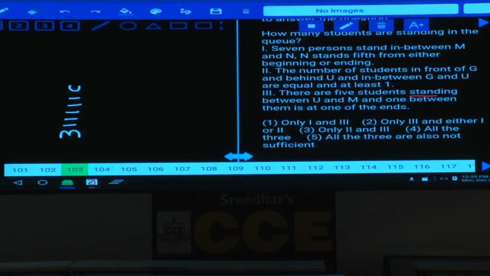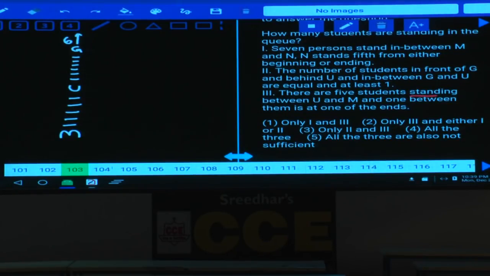If there are 6 persons after U, now in between U and G how many persons should we have? Again 6 persons. And before G, how many persons should we have? 6 persons. Before G, there are 6 persons. In between G and U, 6 persons. And after U, how many? 3, 4, 5, 6 persons. And who is at an end? M is at an end.